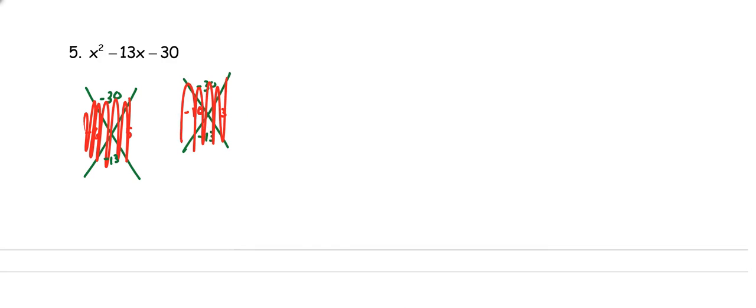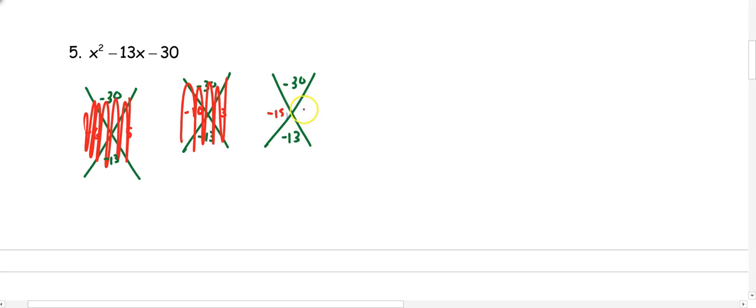Another combination, though, that multiplies to negative 30 is negative 15 and 2. Those do add to negative 13. So our factors are going to be x minus 15 and x plus 2.